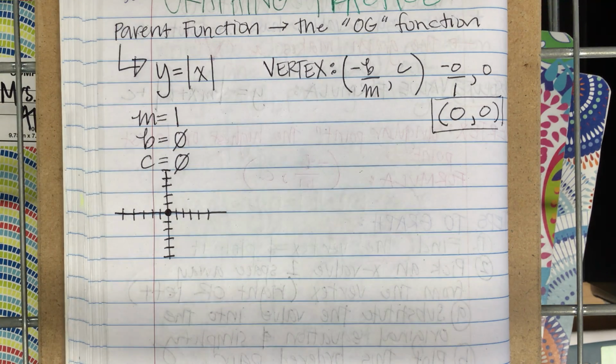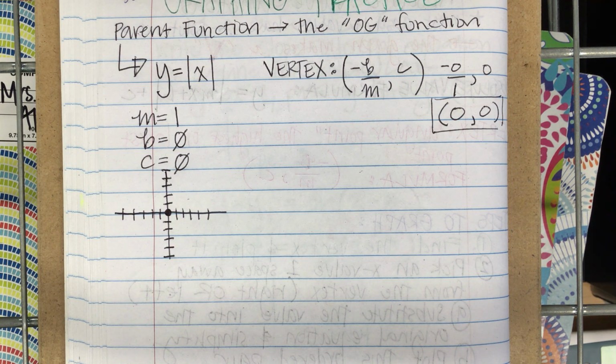Step number 2, on the other page of our notes. Step number 2, what do I do? Pick an X value one space away from the vertex. Okay, so I'm going to pick an X value. You could pick any one you wanted. If you wanted to pick 32 because 32 is your favorite number, go for it. Your graph has to go to 32 though.